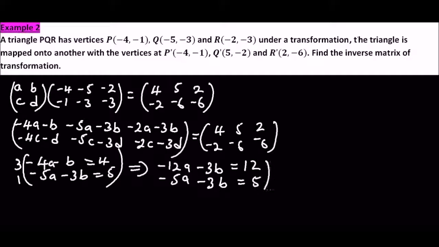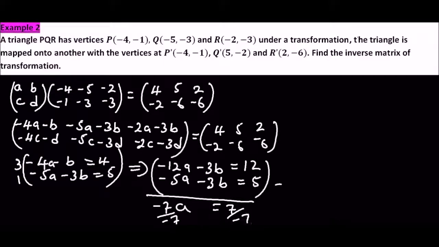Now we should be able to eliminate b by subtraction, so that minus 3b minus minus 3b will be 0. So minus 12a minus 5a, that should give us minus 7a. Then 12 minus 5 should give us 7. Divide both sides by minus 7, and therefore we will have our a. So when you divide through by 7, our a is minus 1.